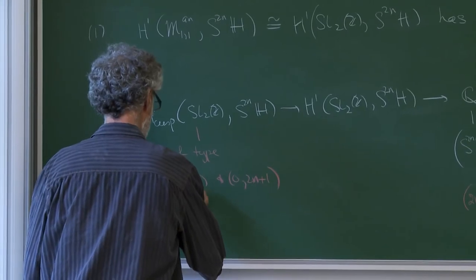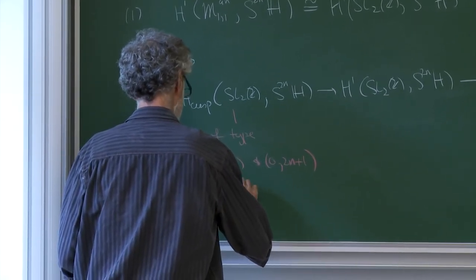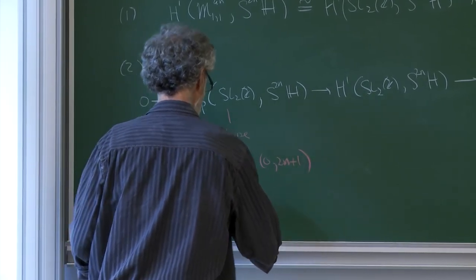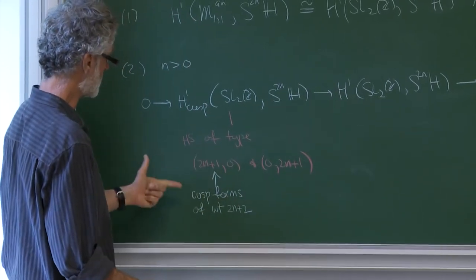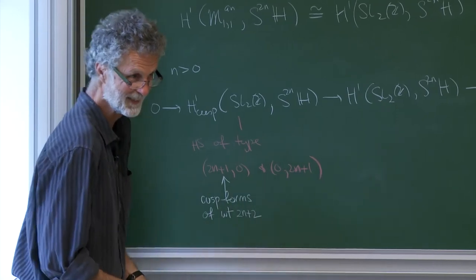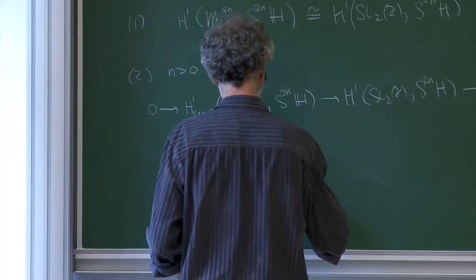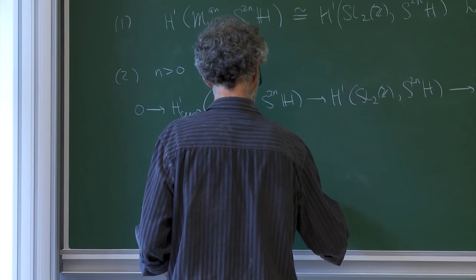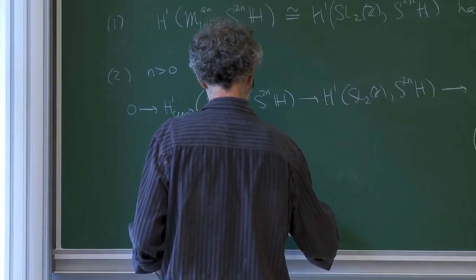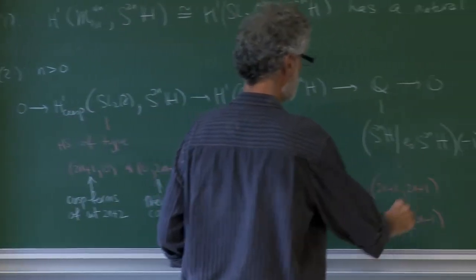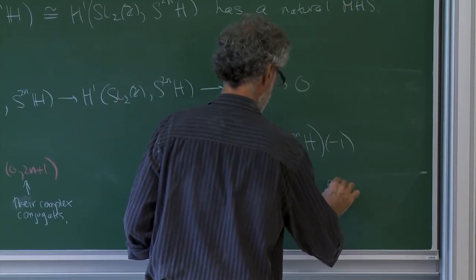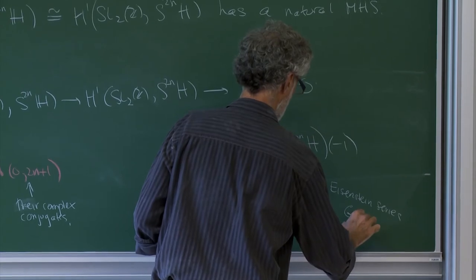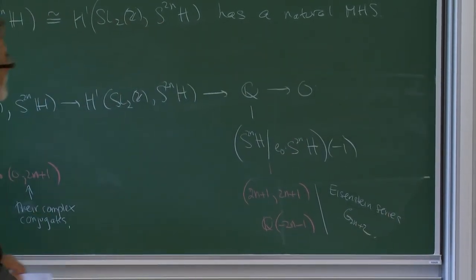And so this part here, these are the cusp forms of cusp form weight 2n plus 2. We have M weights, W weights, weights of cusp forms, and SL2 weights. And these are the anti-holomorphic ones. I'll just say they're complex conjugates. And this part here corresponds to the Eisenstein series G_2n+2. I'll say a little bit more about that in a second.